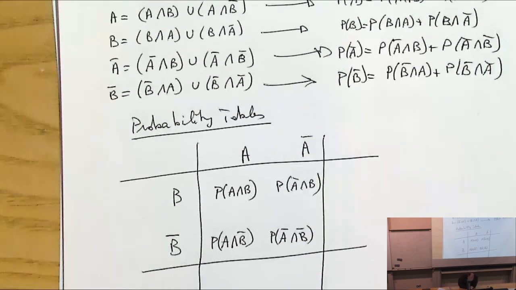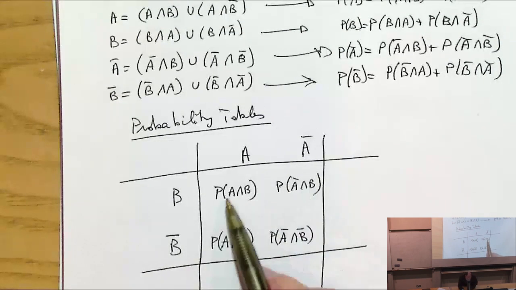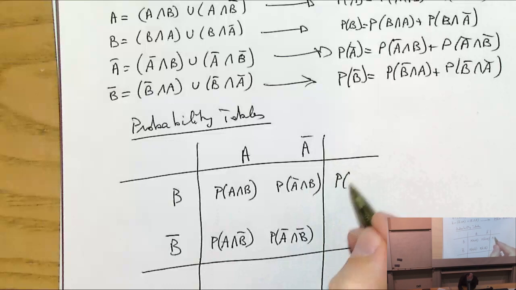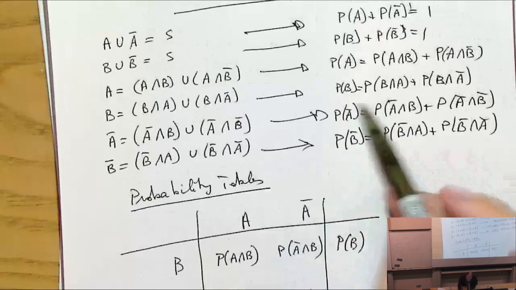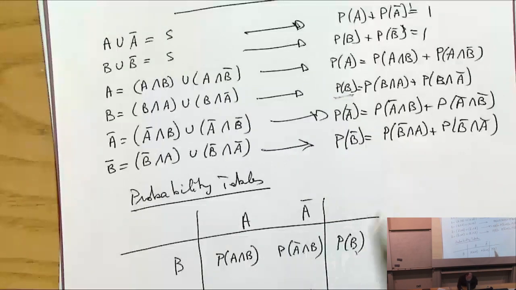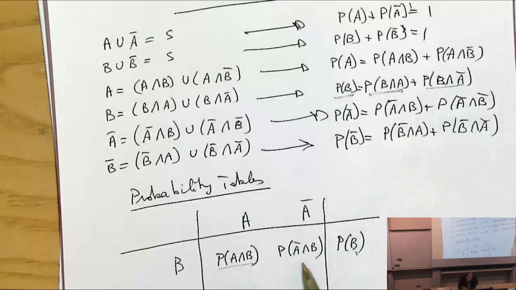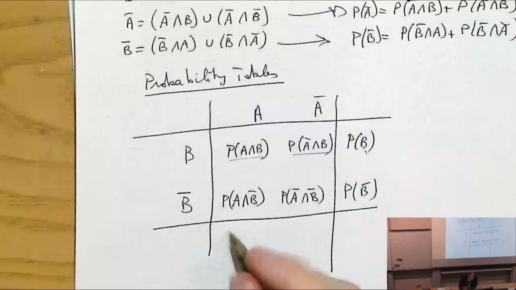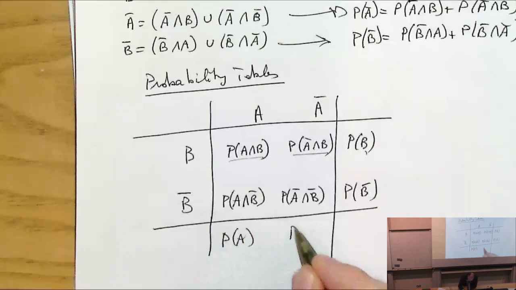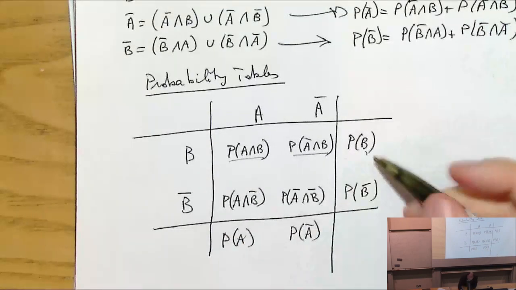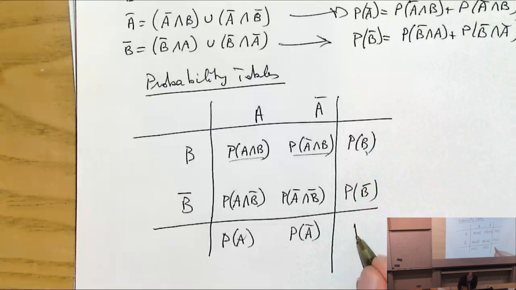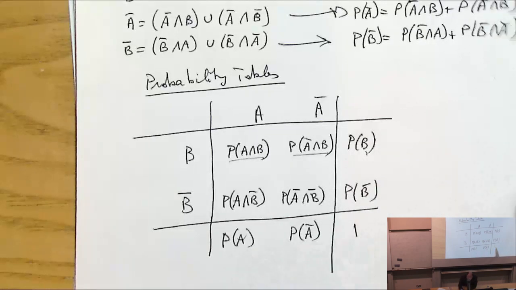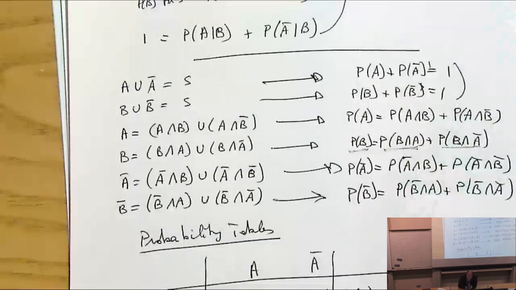Okay? And so if you sum here the columns, what do you get? You get P of B. Right? That's nothing else than this relationship here. P of B is P of B intersection A plus P of B intersection not A. And so this is P of not B. This is the probability of having A. This is the probability of having not A. And if you sum the row here, you should get 1. If you sum the two columns here, you should get 1. Those are those two relationships.